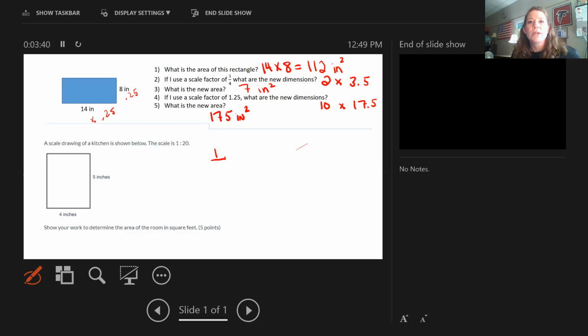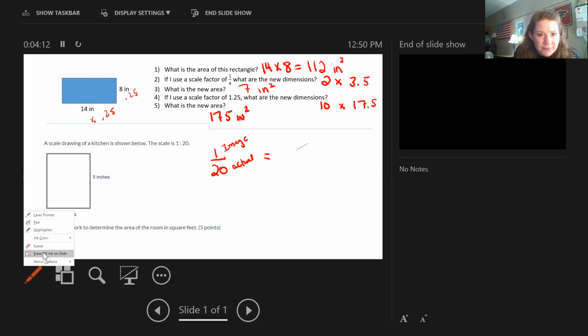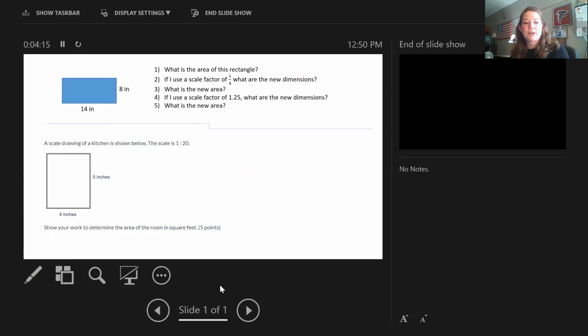Now 1 to 20, that lets me know that the small number is 1 and I can see the big number is 20, which means this is the image or the scale drawing, and this is my actual dimensions of my kitchen, right? So I can set up a proportion, so let me get rid of this. Uh-oh, sorry guys. So let me erase all of that. So I am going to make a proportion now. I need to engage my pen again.